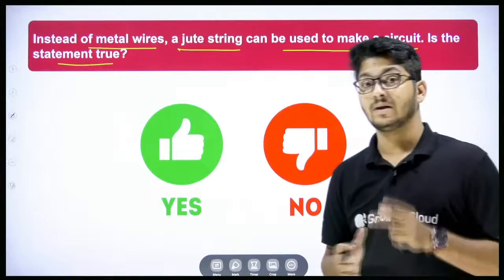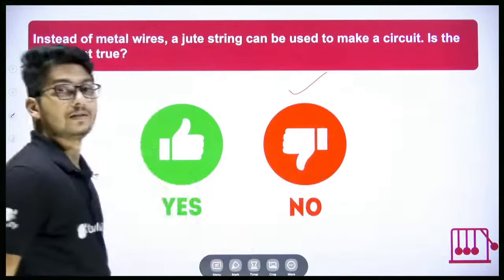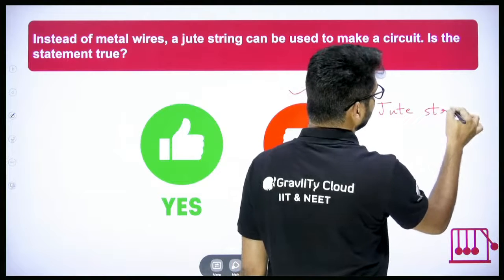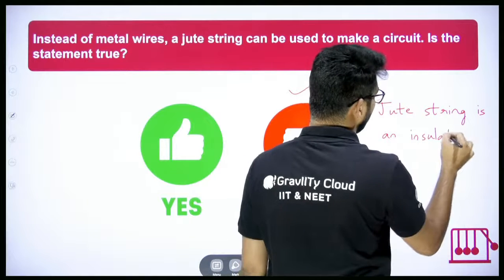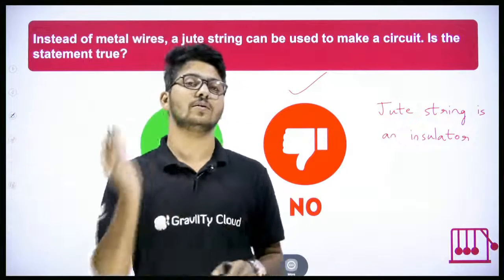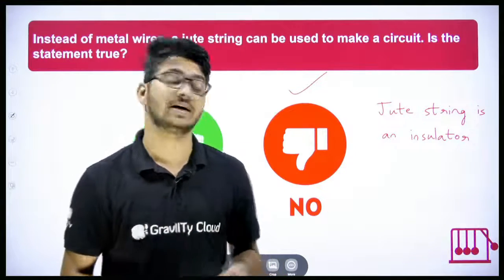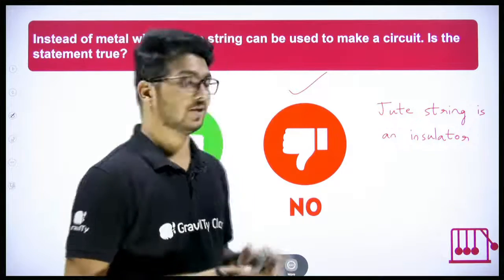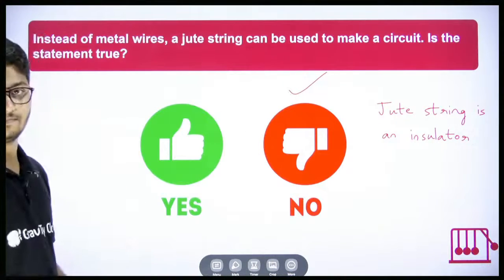Yes or no? The answer is no, we cannot. Now why is that? Because jute string is an insulator. What does insulator mean? An insulator does not allow current to flow through it. So that is the reason why we cannot use jute. For current to flow, it should be a conductor. But jute string is an insulator, so it cannot be used. The answer is no. Clear?